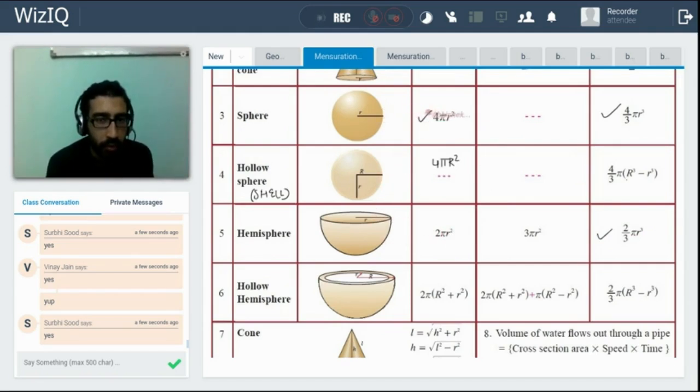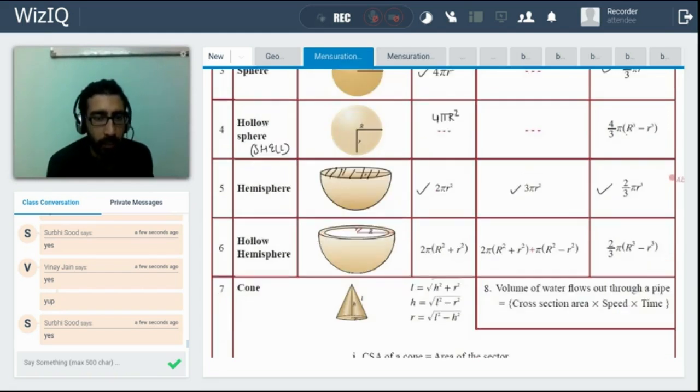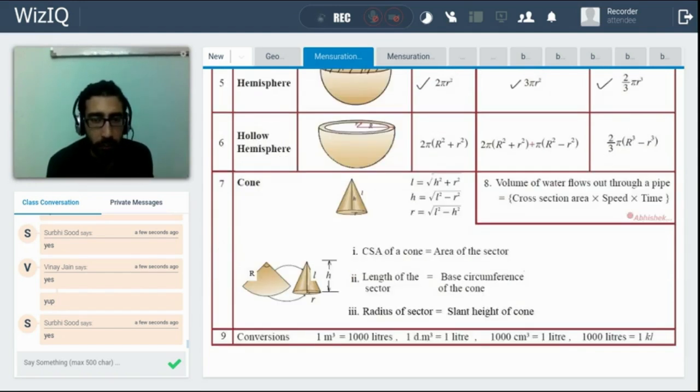My total surface area of a sphere was 4 pi r square. For a hemisphere, the curved surface is 2 pi r square. Total surface area is 2 pi r square plus pi r square for the base, for the flat surface, that is. So total surface area is 3 pi r square. Same for a hollow hemisphere.